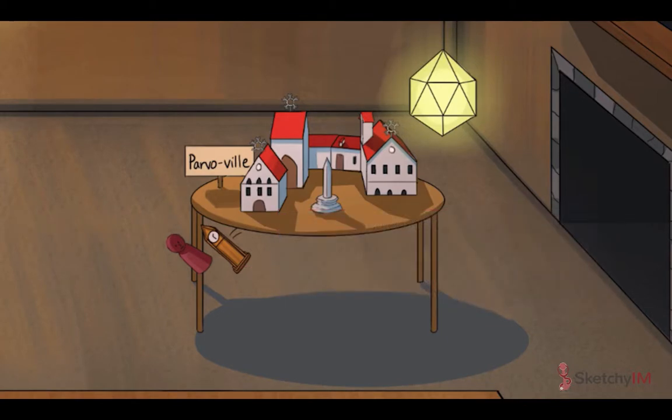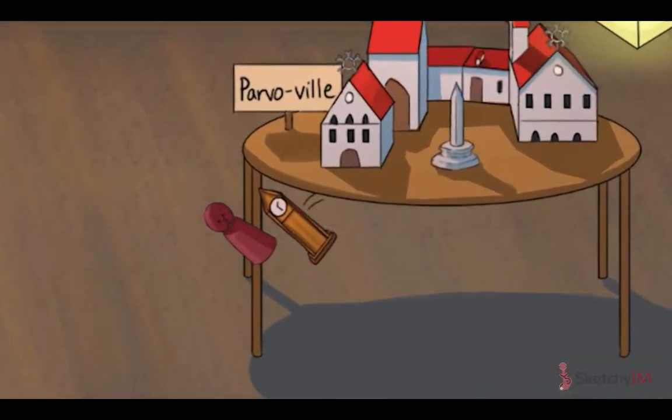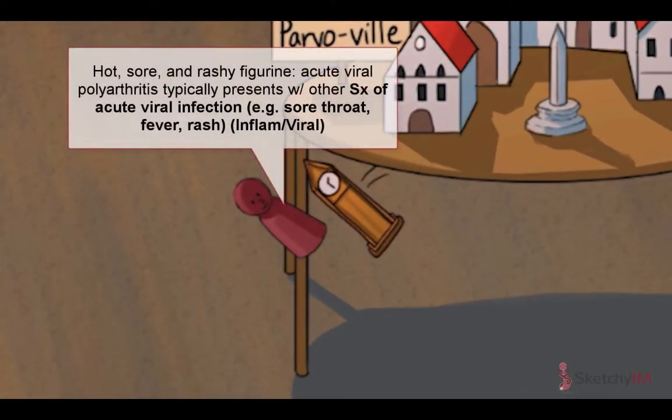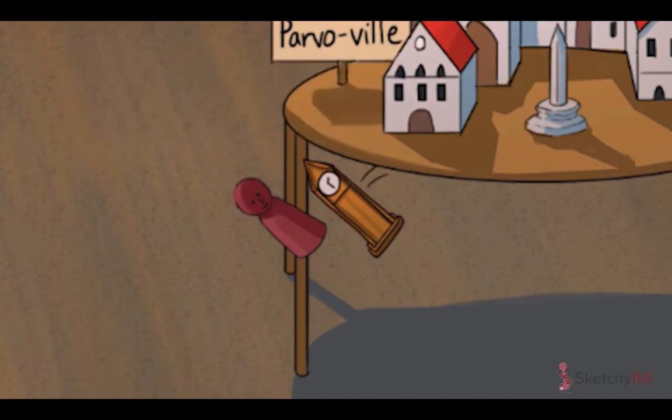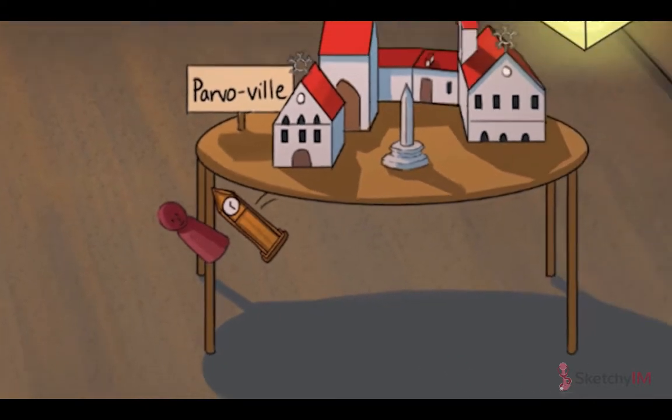Symptoms ongoing for more than 6 weeks, along with negative serologic testing for viral infection, is more concerning for rheumatoid arthritis. As a general rule of thumb, an acute viral polyarthritis will present with other typical symptoms of acute viral infection, including sore throat, fever, and rash. Even with acute hepatitis B infection, polyarticular joint symptoms, when present, are commonly coincident with a maculopapular rash.